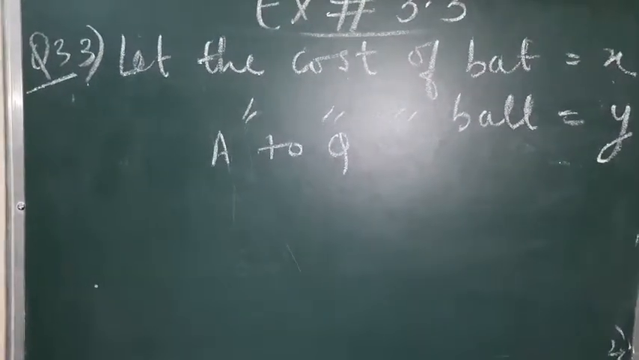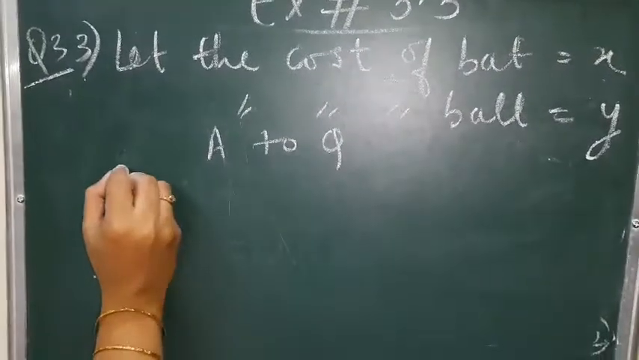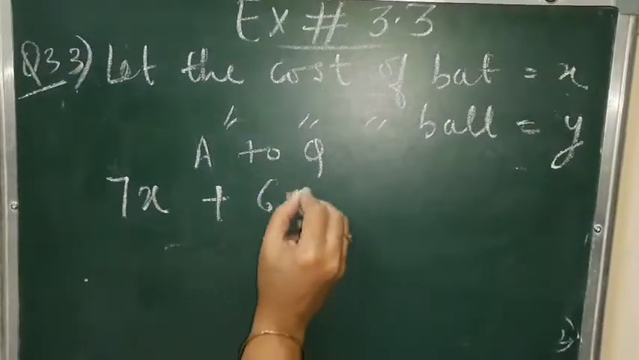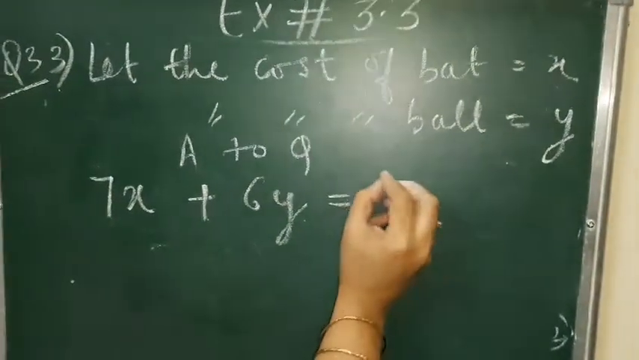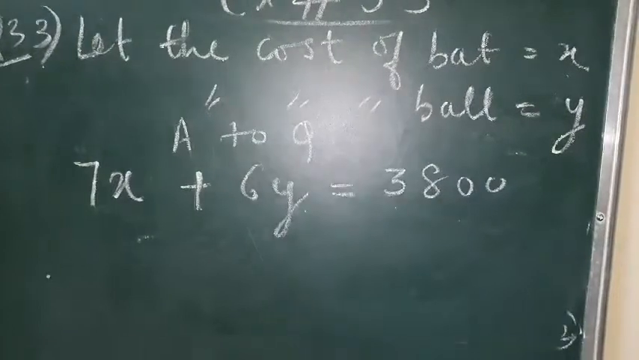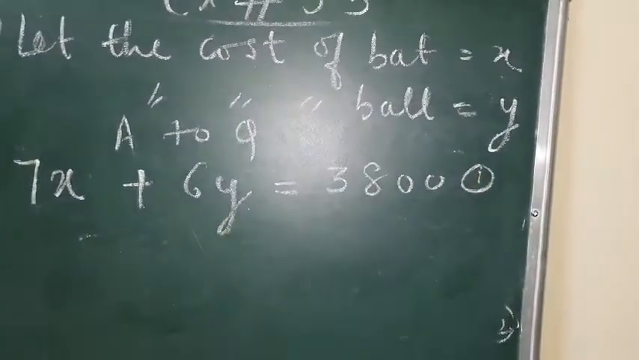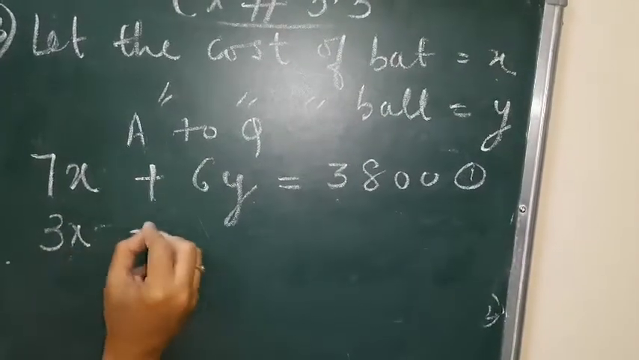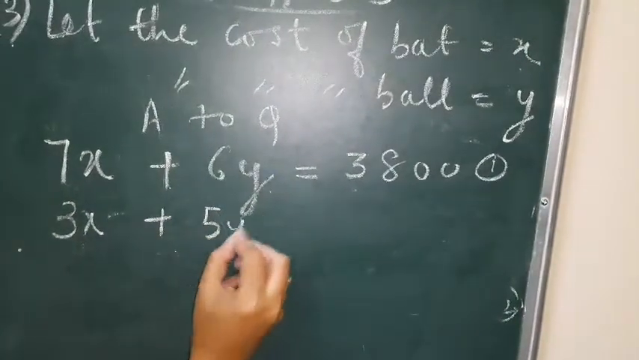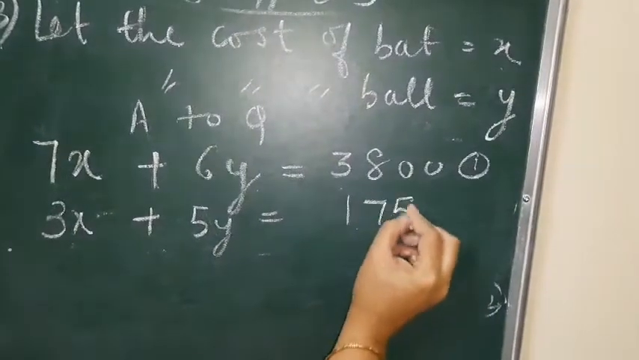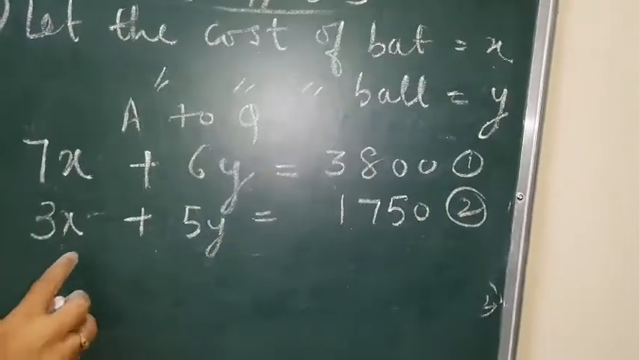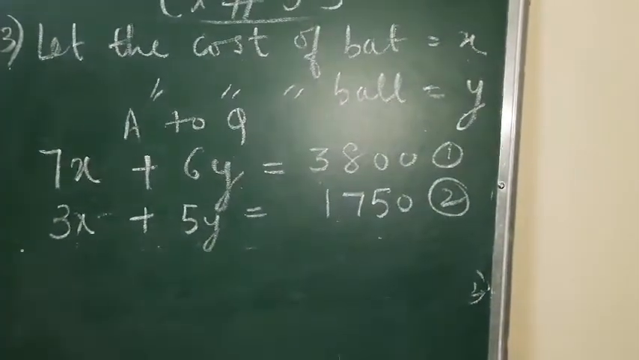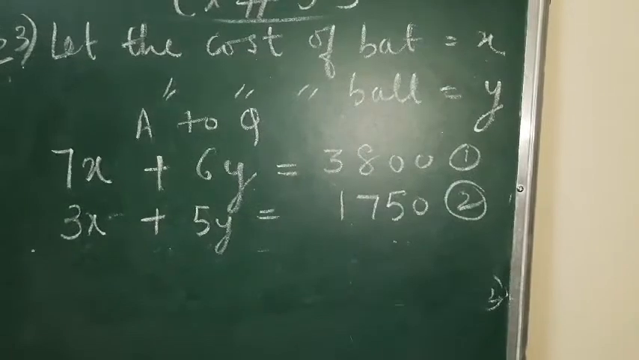Now it is given the coach bought 7 bats. 7 bats cost will be 7x plus how many balls? 6 balls, 6y. And together he has given 3,800 rupees for these. So this is our first equation. Later she buys 3 bats, 3 bats means 3x, and 5 balls, 5y, is equal to 1,750 rupees. You have to find the cost of each bat and ball.